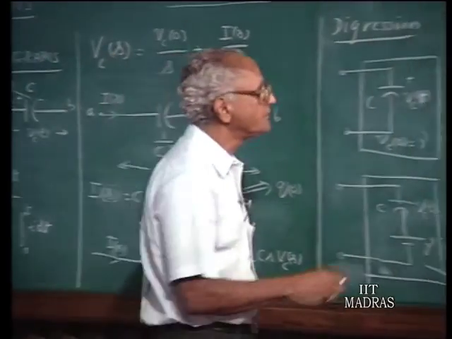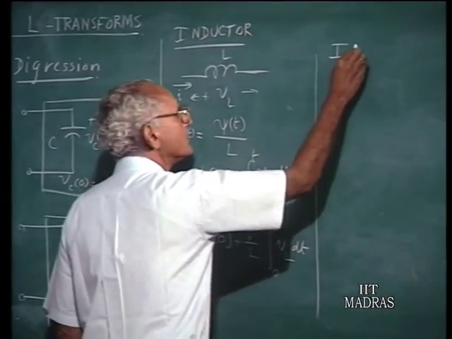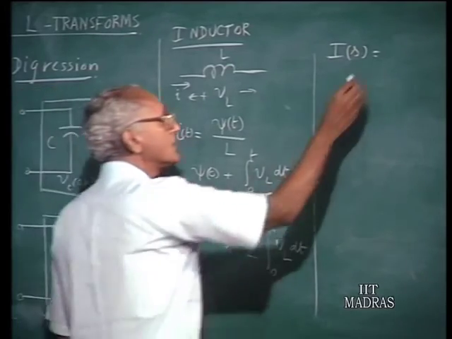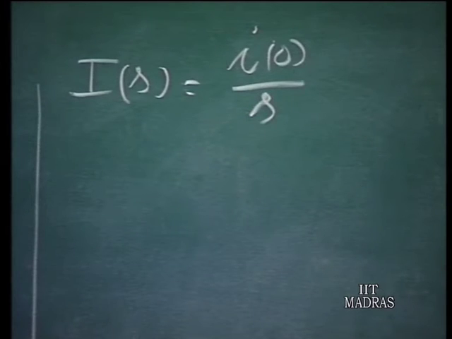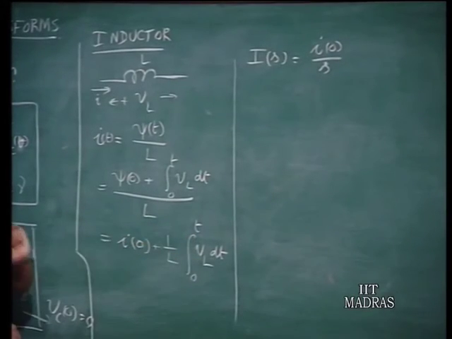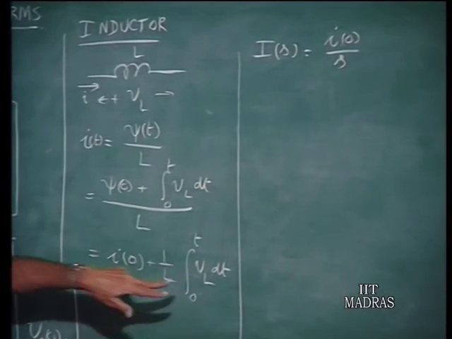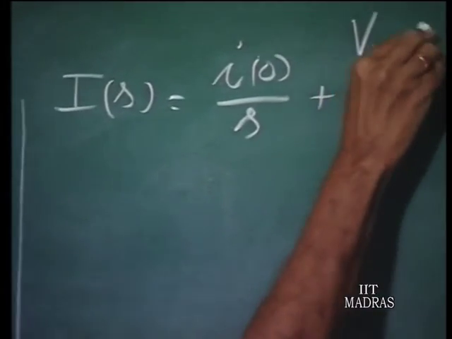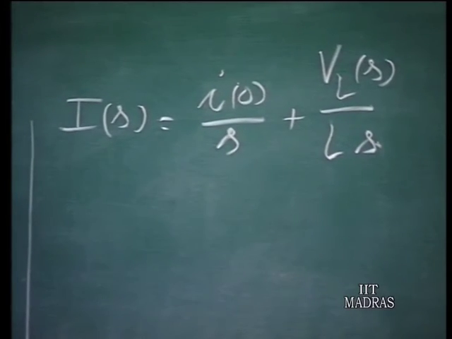Taking Laplace transforms of these quantities, we have I of s, the Laplace transform of the current. I0 is a constant, therefore I can write this as I0 over s. And again we have a definite integral from 0 to t of VL dt, therefore if VL of t has a Laplace transform VL of s, this will be VL of s over s, and we have 1 over L also, therefore we have VL of s over Ls. That is the equation that describes the terminal relations of an inductor in the transform domain.